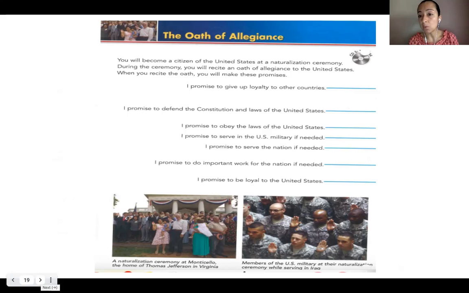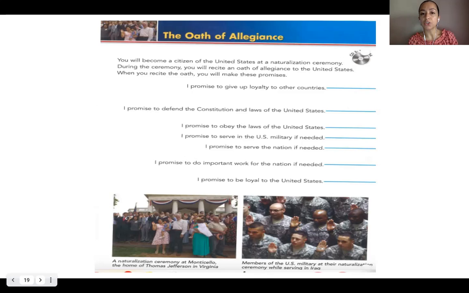And this is basically what you are promising. You are promising to give up loyalty to other countries. You are promising to defend the Constitution and laws of the United States. You promise to obey the laws of the United States. You promise to serve in the US military if needed. You promise to serve the nation if needed. You promise to do important work for the nation if needed. And you promise to be loyal to the United States.